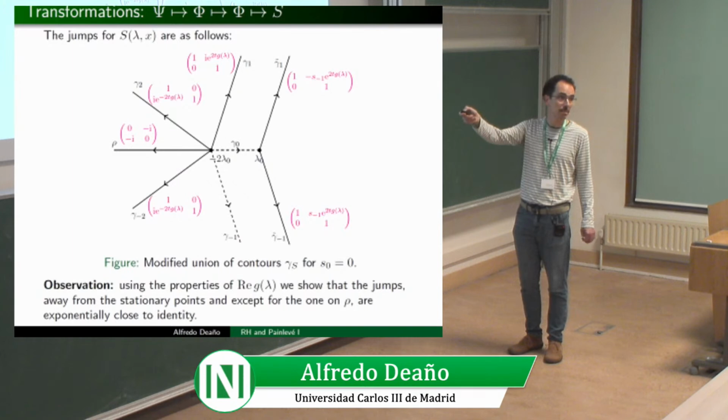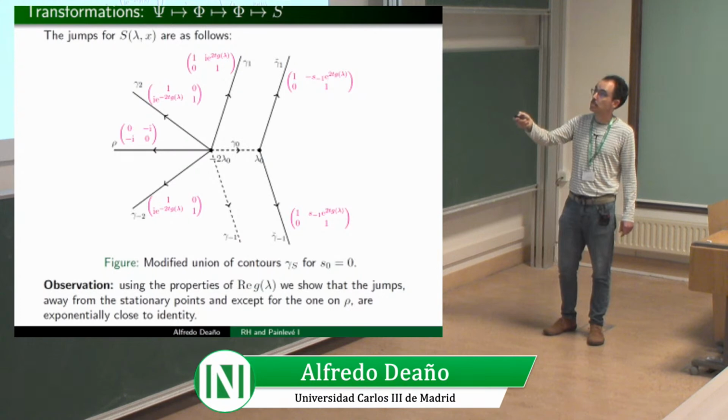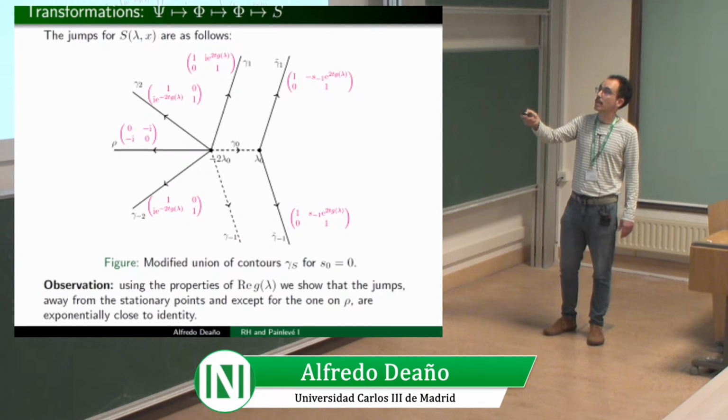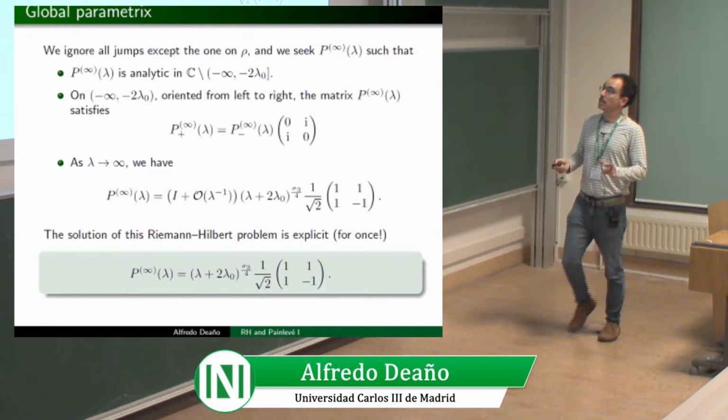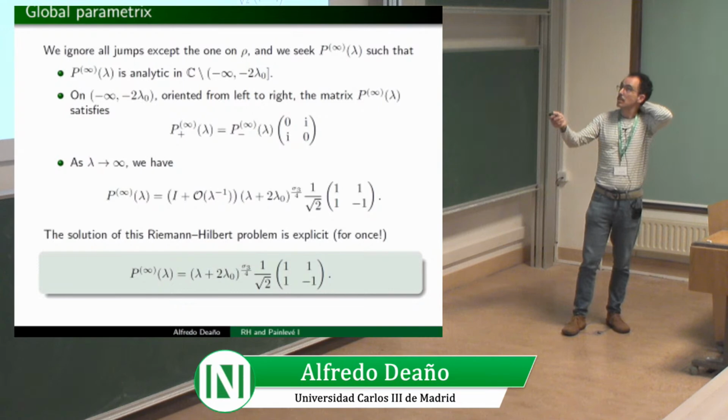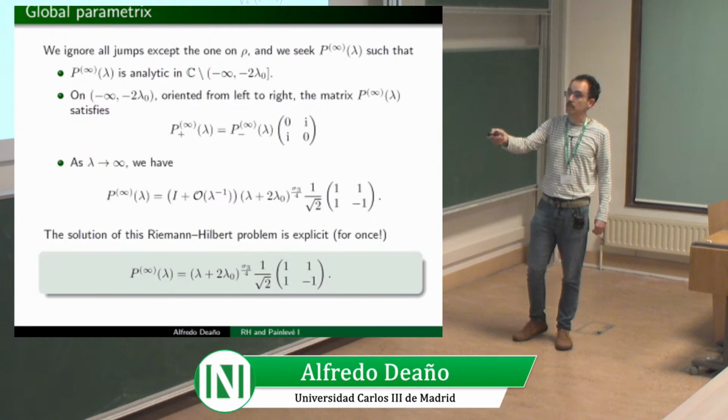This doesn't tend to identity, no matter how much you try. And there's a problem around the stationary point, because at the stationary point, g is zero. So this doesn't tend to identity. So I have to treat this separately, and then the rays in a different way. So the negative real axis is easy for once. This is the global parametrix, so you just ignore everything. You just take the jump on the negative axis with this jump, 0 i, i 0, very standard problem, very standard asymptotics, and the solution for once is direct.